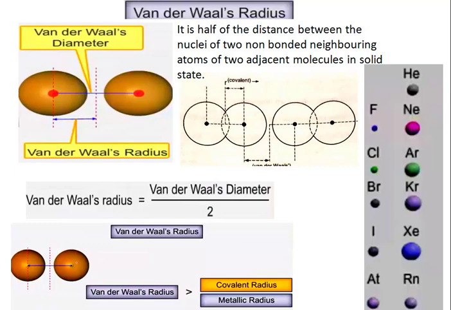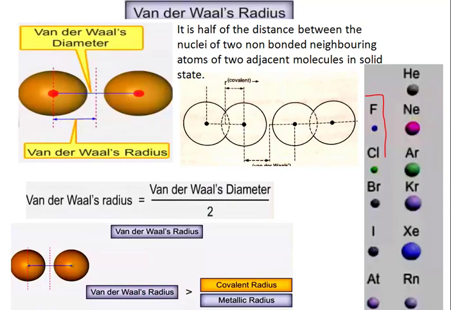Hello dear students. The third type of atomic radius is expressed in the form of van der Waals radius. We have seen in the periodic table that group 17 elements, for example in this figure, have the smallest atomic radii. The reason is that nuclear charge is maximum.